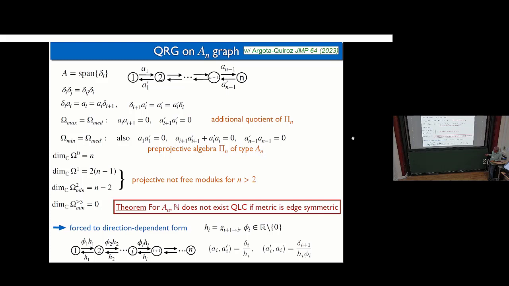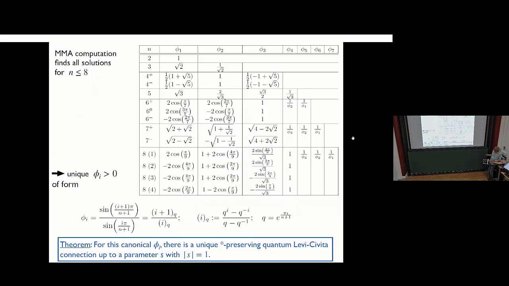So now, just translating what I wrote before, this is what the metric looks like on these arrows. Anyway, so that's the setup. Now, using Mathematica, the first thing we did was run Mathematica for a very long time and solved everything explicitly for up to 8 nodes. And so these are all the possible solutions for the phi_i that admit quantum Riemannian geometries. And so certain patterns of numbers emerge. We stared at this for a very, very long time.